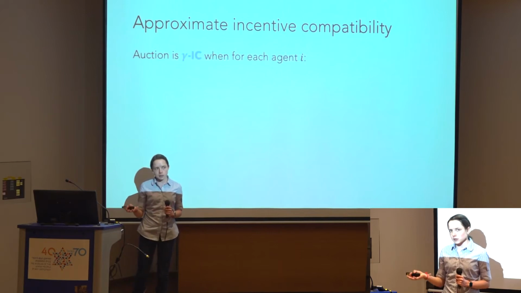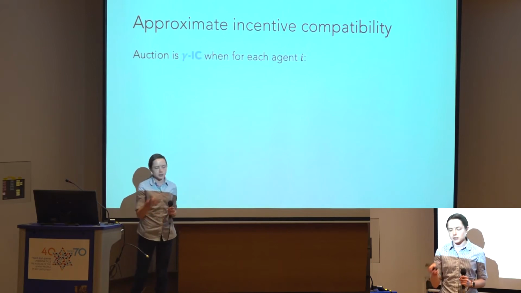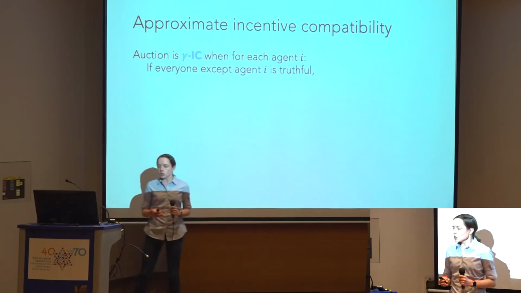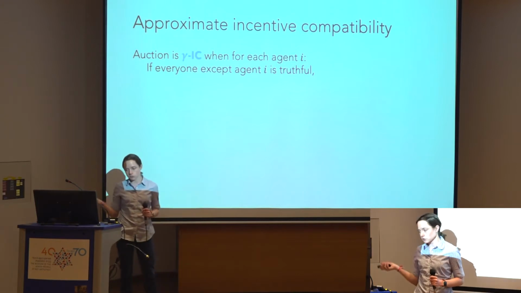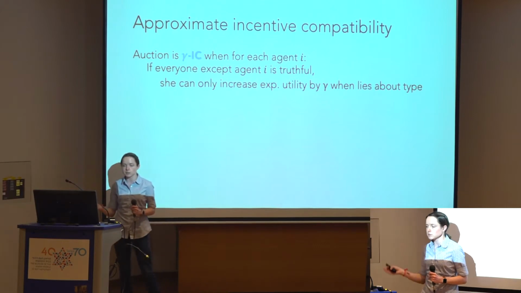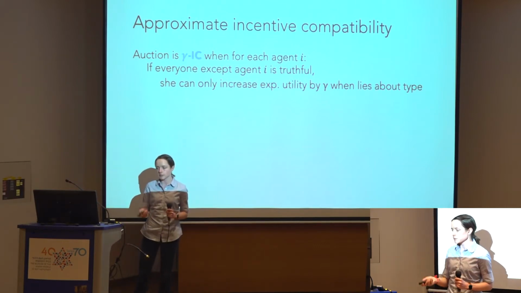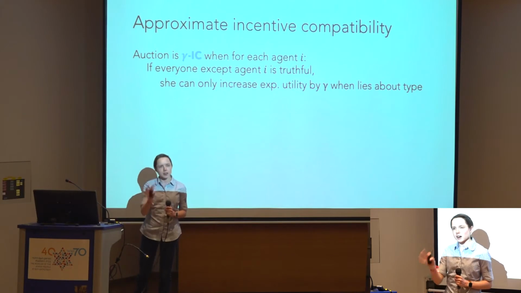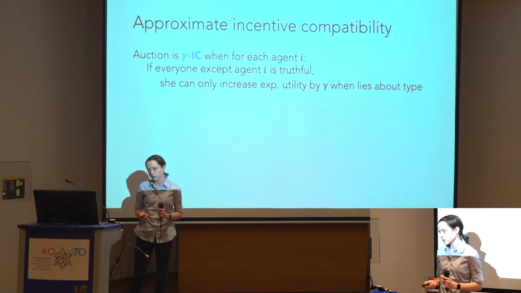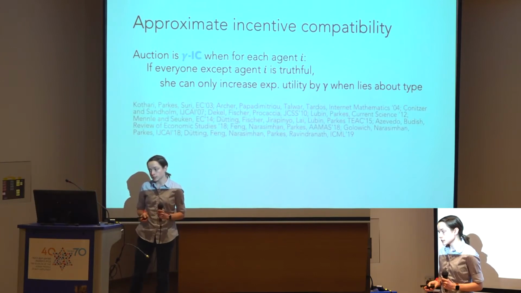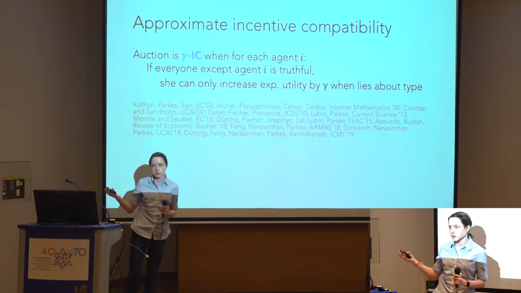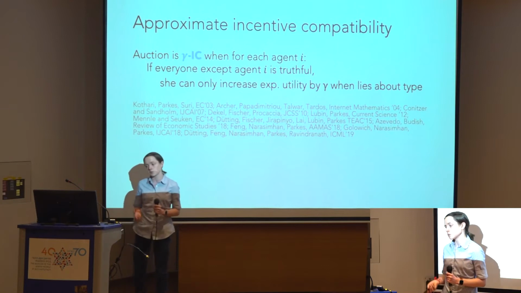So at a high level, a mechanism is gamma incentive compatible if, for each agent i, if everyone except that agent is truthful, she can only increase her expected utility by a factor of gamma when she lies about her type. And there's a lot of different variations on approximate incentive compatibility. This is just one of them. And this kind of flavor of approximate incentive compatibility has been studied by many different people in the EC community especially.